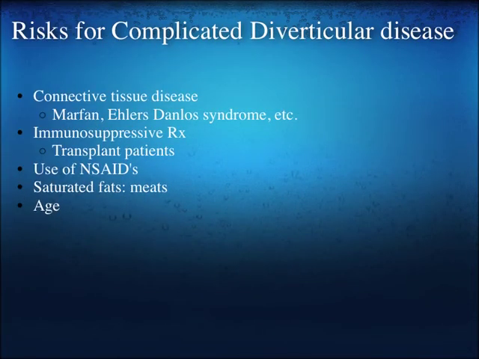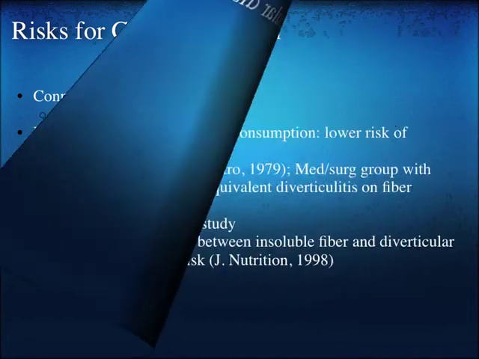Now, who are the patients that get complicated diverticular disease? Well, again, patients with connective tissue diseases like Marfan's and Ehlers-Danlos. Patients who have transplants, who take immunosuppressive therapy, often have complicated diverticulitis. We see it a lot in patients with renal transplants. Non-steroidal anti-inflammatory agents also increase the risk of diverticular hemorrhage. We often associate it with gastric ulcers, but diverticulosis bleeding goes up with the use of aspirin and NSAIDs. And dietary issues, very fatty foods, have an increased risk of diverticular complication, and complications also go up with age.